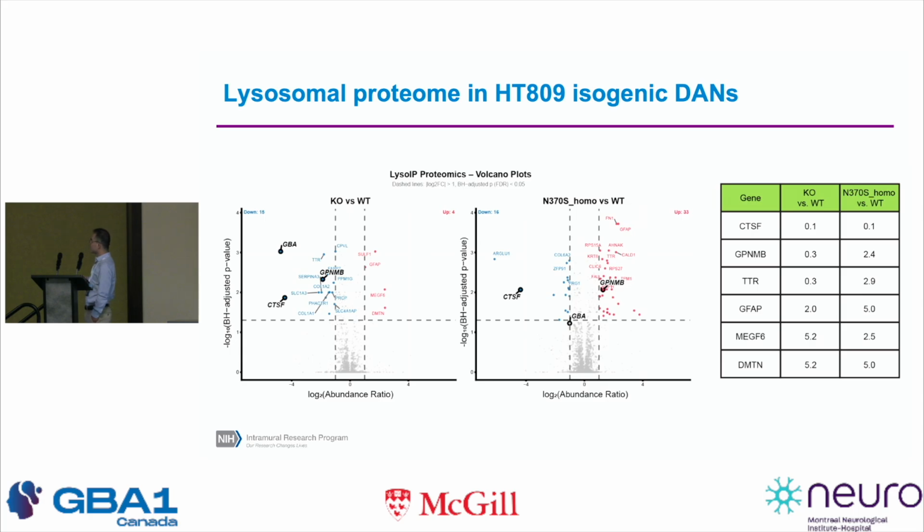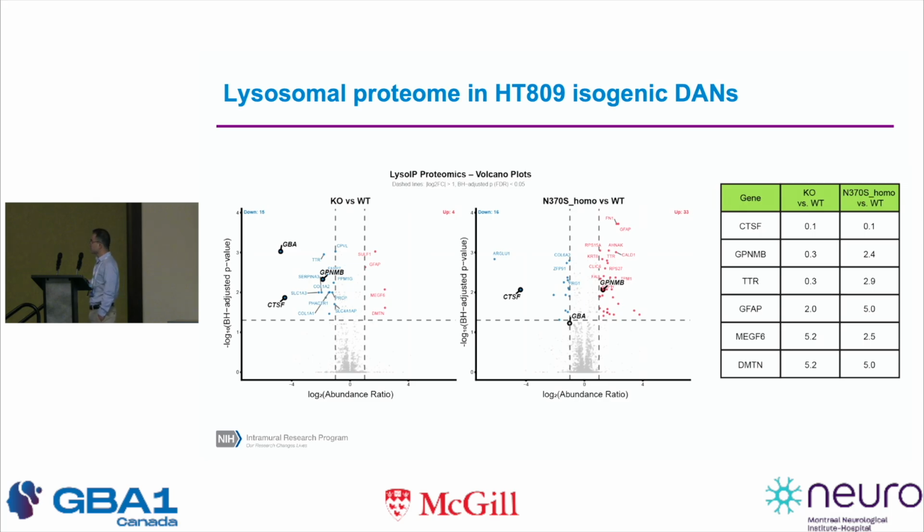In N370S lysosomes, cathepsin F is also greatly reduced, but GBA1 GCase is only reduced by 50%. There are 6 proteins that are significantly changed in both comparisons. So cathepsin F is reduced in both knockout and N370S lysosomes. Interestingly, GPNMB is reduced in knockout lysosomes, but slightly increased in N370S lysosomes.